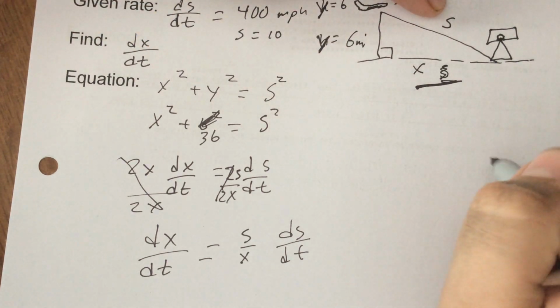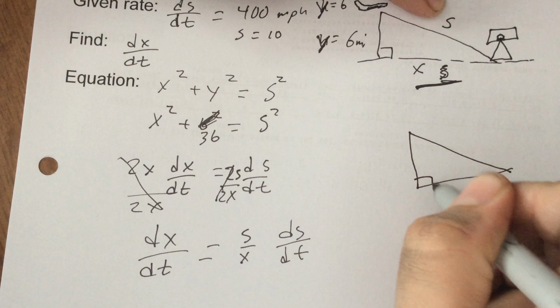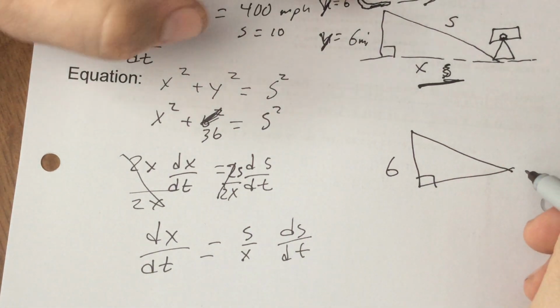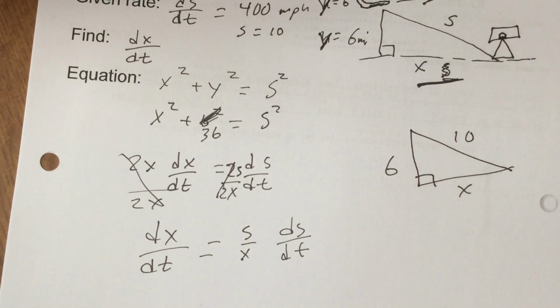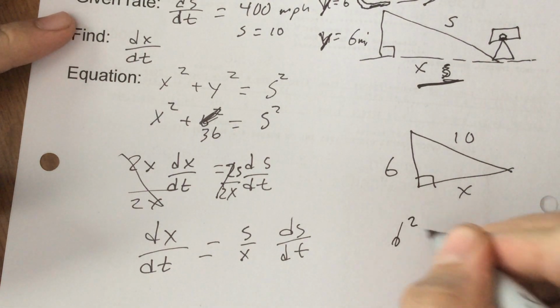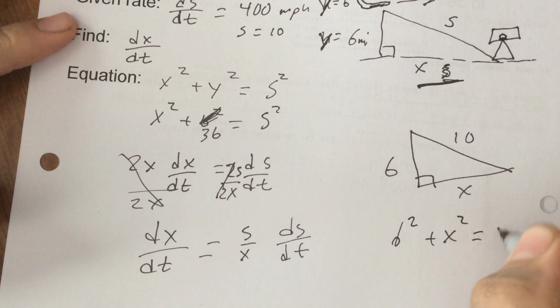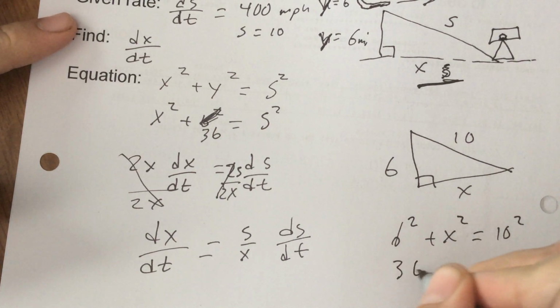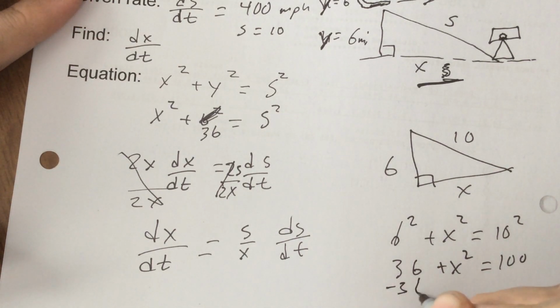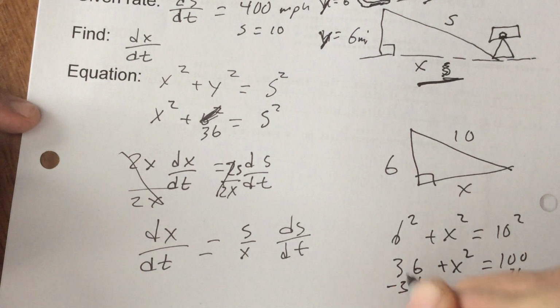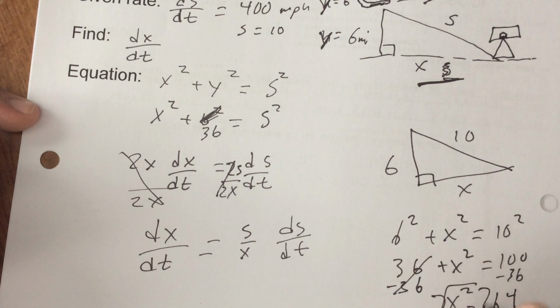Let me draw this out again. We know this is 6. At this moment in which we're changing this here, our s is going to be 10. So we can put 10 here, and we can find what x is by, again, doing that actual Pythagorean theorem. So 6 squared plus x squared equals 10 squared. So 36 plus x squared equals 100. And if we subtract the 36 over, x squared would equal 64. And when you square root that, x is going to equal 8.